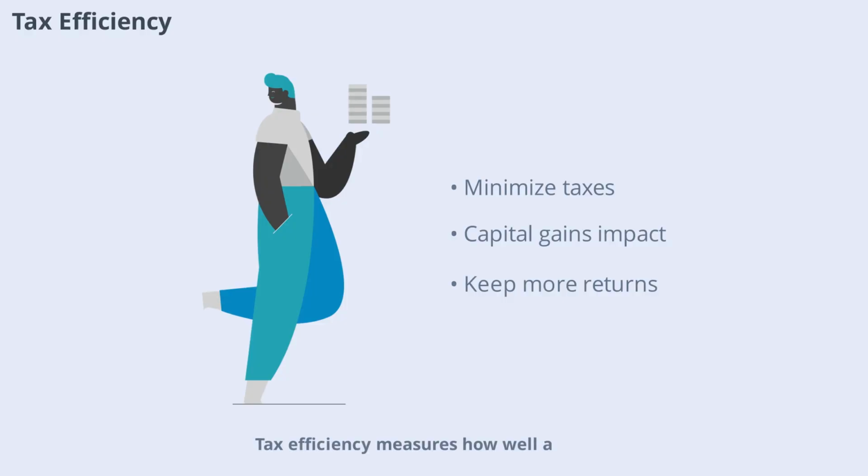Tax efficiency measures how well a fund minimizes taxable distributions to investors. Funds with high turnover or frequent capital gains distributions may create higher tax bills. Tax-efficient funds are especially important for investors in higher tax brackets or those investing in taxable accounts. Reviewing tax efficiency can help you keep more of your returns.